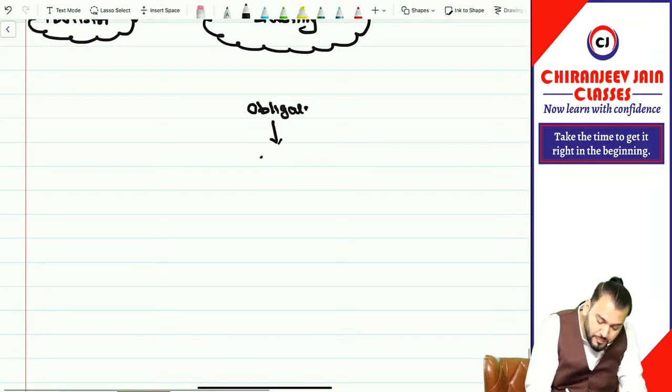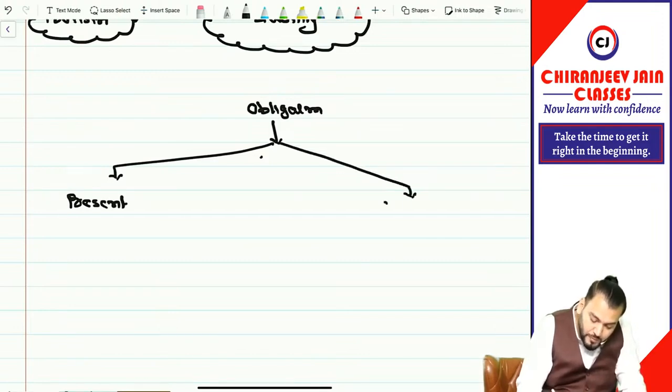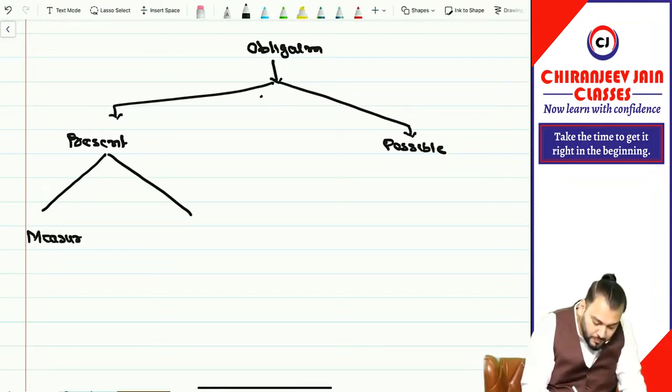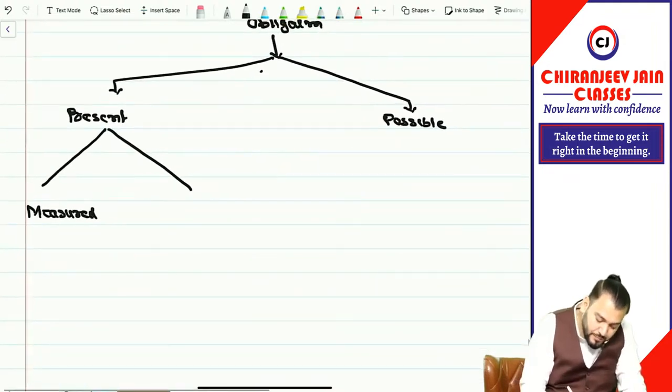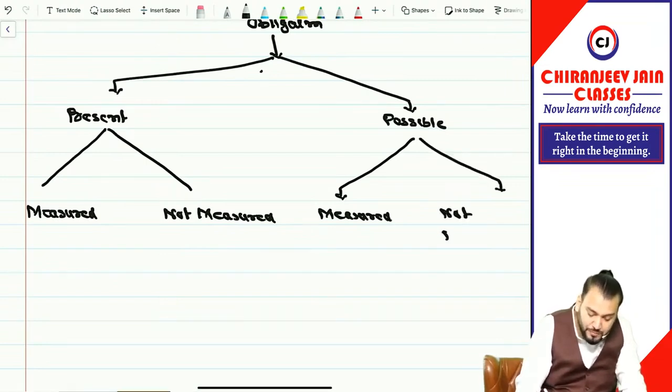Obligation: present, possible. Measured, cannot be measured. Measured, cannot be measured. Quite possible.